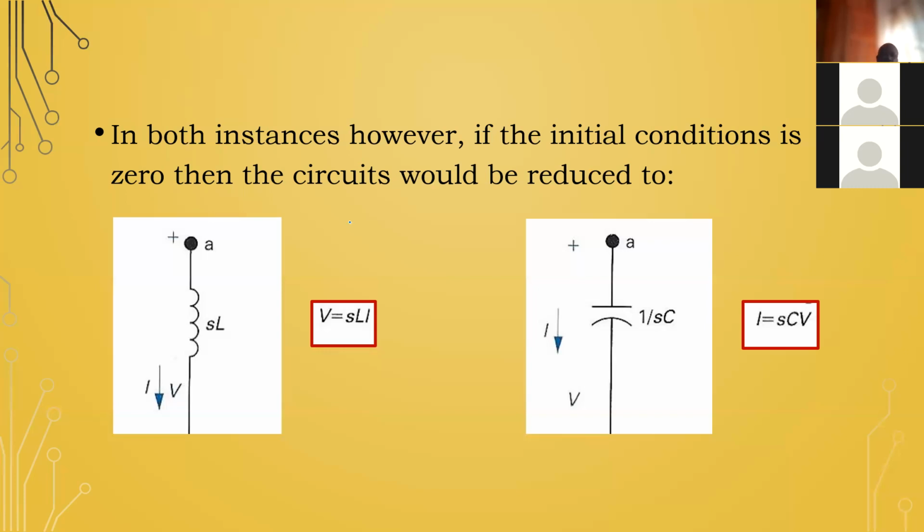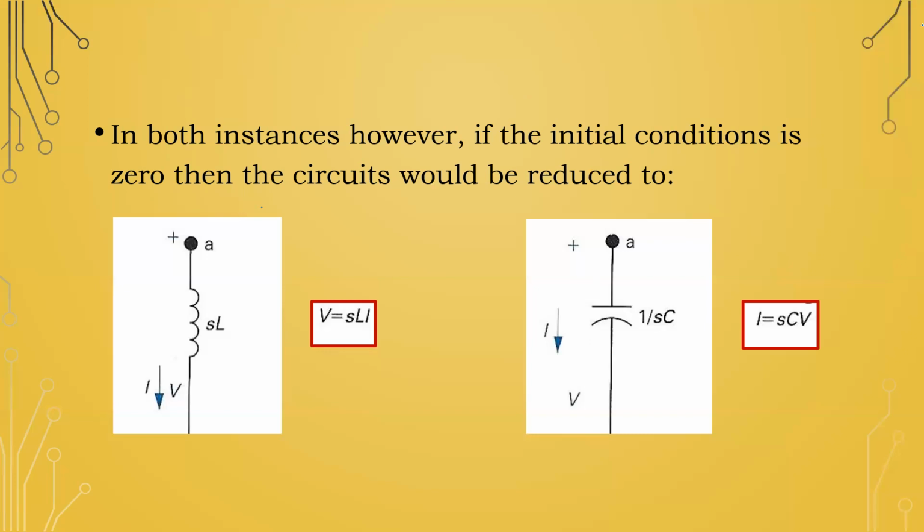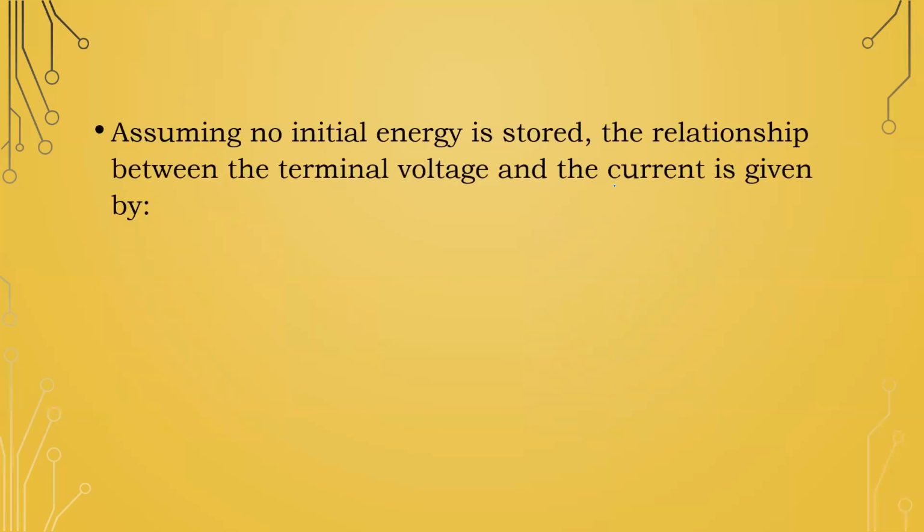All righty then. So, how does this help us? All right, now, if we have no initial energy, I mean, we have just established that there was no initial current, no initial voltage, yes? Then the terminal voltage and the current is going to be given by V equals Zi.